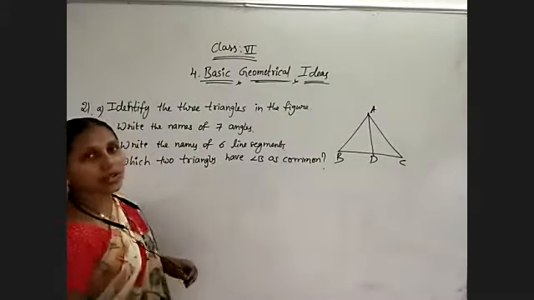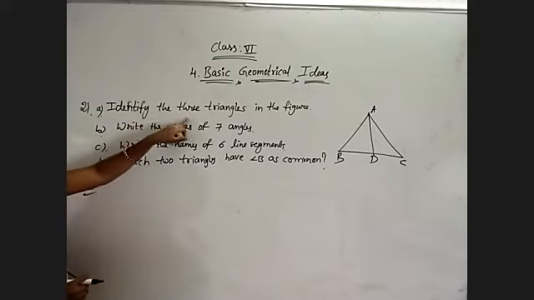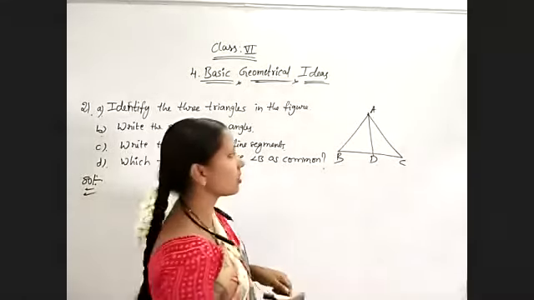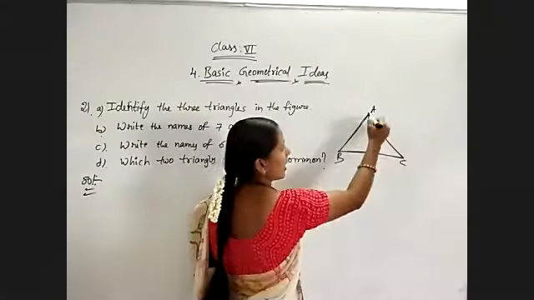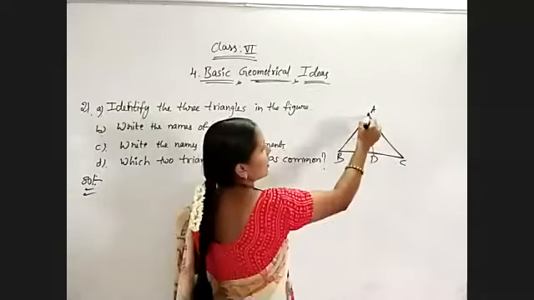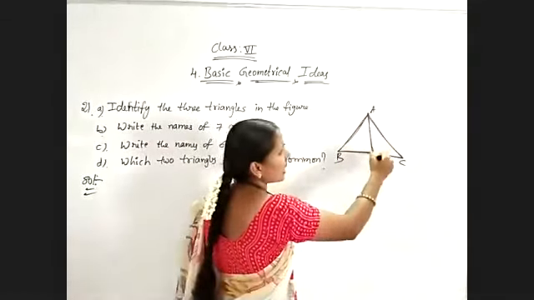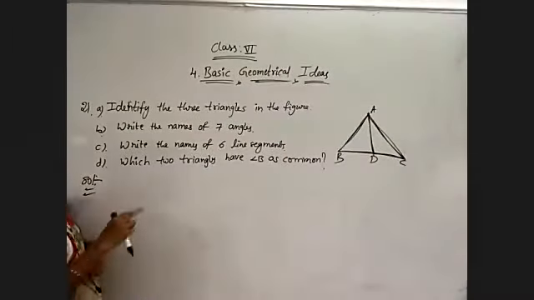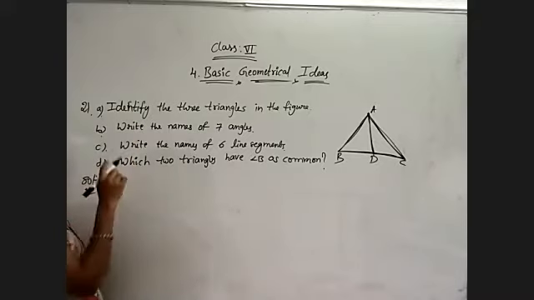Okay, now observe the question. These are the 4 questions depending on that triangle itself. So observe, identify the 3 triangles in the figure. Are there 3 triangles? Just check. First triangle, the bigger one, ABC. Second triangle, ABD. Third triangle, ADC. So total 3 triangles are there in this picture.